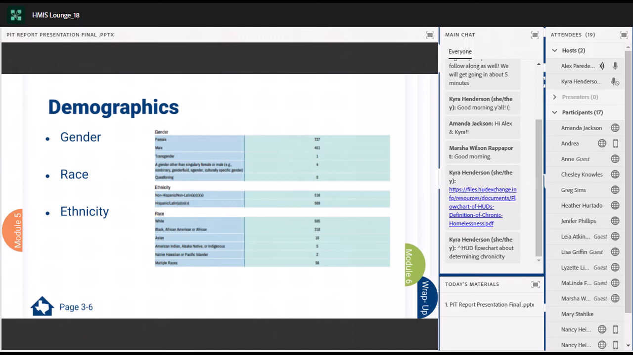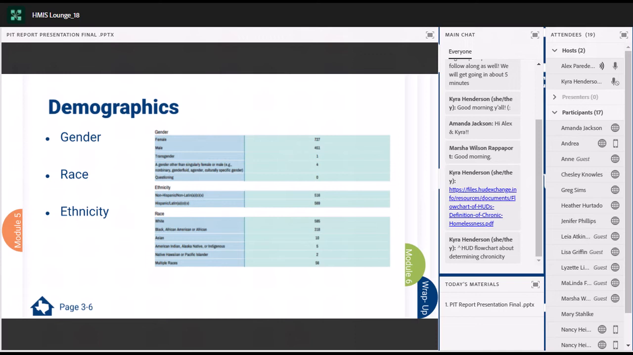So it's important to note that for these demographics, sometimes a respondent might answer a question with more than one choice. So say, for example, someone might identify as multiple races. This report does not classify people under multiple categories in these kinds of situations. So if someone selects more than one race, they're going to be automatically categorized as having multiple races. The gender question works in a similar fashion in that if somebody selects two or more gender options, it will count them under the gender other than singularly female or male category that you can see here on this table.